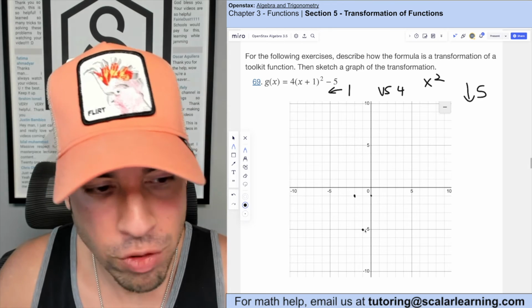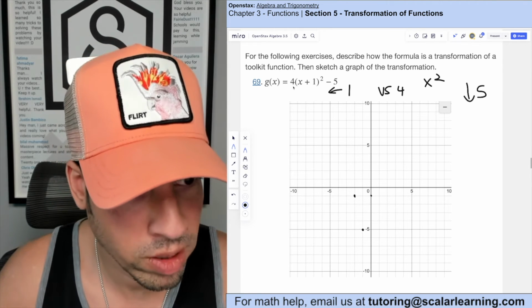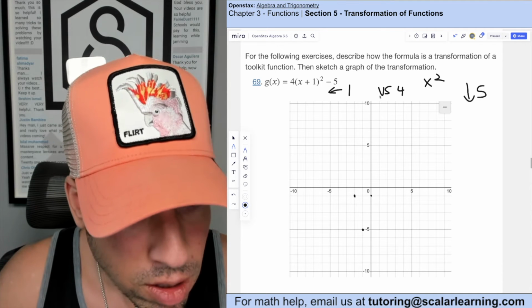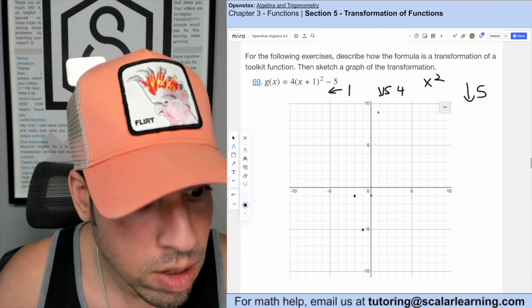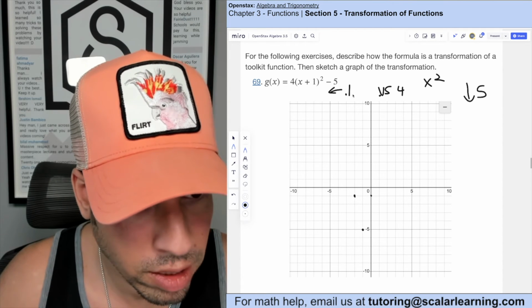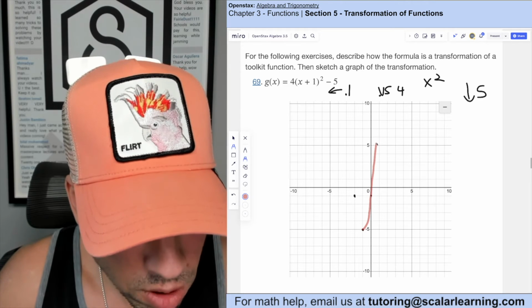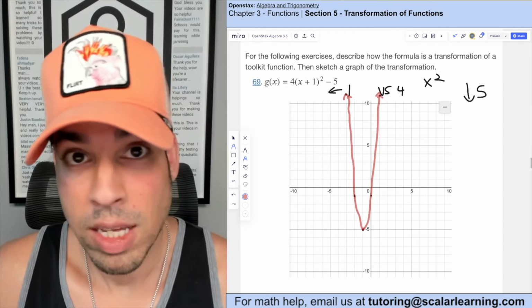To get one more point just for fun, I'm going to plug in 1 here. 1 plus 1 is 2, 2 squared is 4, times 4 is 16, minus 5 is 11. So that next point would be up here, and using our axis of symmetry, we also know it would be up here. You can test it by plugging in -3. That's a pretty good bet. And now we can try and graph this as best as possible. And that's what it looks like.